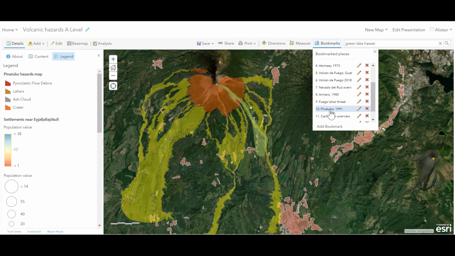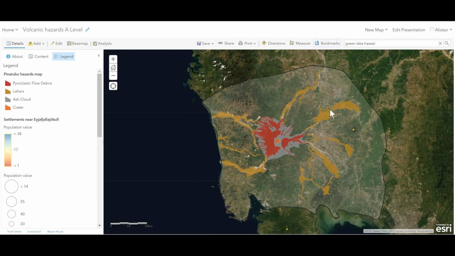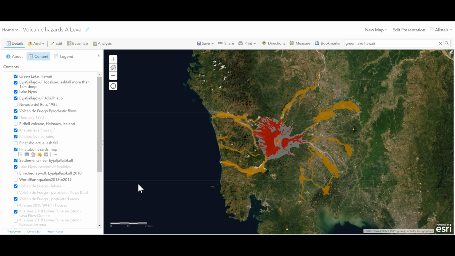Let's jump across to Pinatubo, 1991, and we're going to be taking a look here at mainly the ash. Now, Pinatubo is one of the biggest eruptions in the 20th century, and it was so big and it put so much ash and gases into the atmosphere that it actually changed the temperature of the entire world.